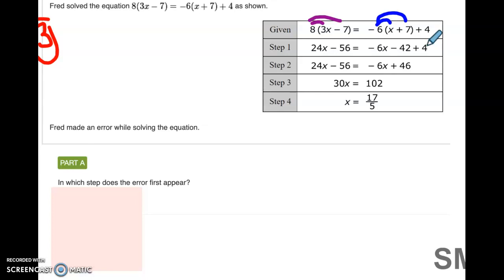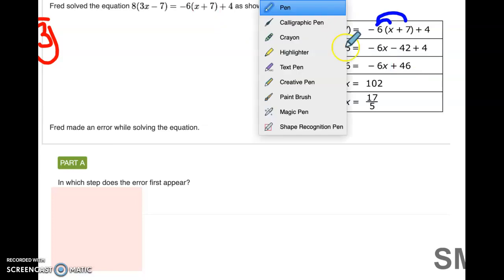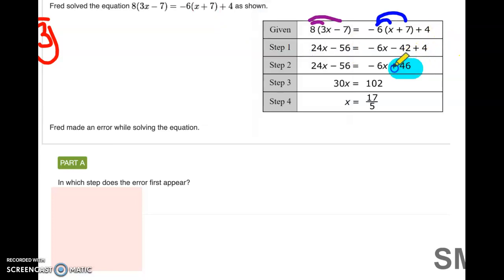Now for step 2, we want to combine our like terms. On the left, we don't have any. On the right-hand side of the equal sign, we have negative 42 plus 4. So here, negative 42 plus 4, we know that's going to be a negative number because negative 42 is a larger value than 4. So here, the error is in step 2, where they combined like terms incorrectly. Negative 42 plus 4, if we type that in Desmos, it is not positive 46. So the error first appears in step 2.